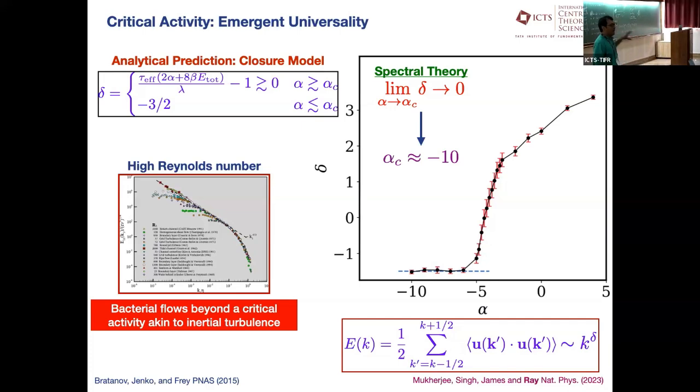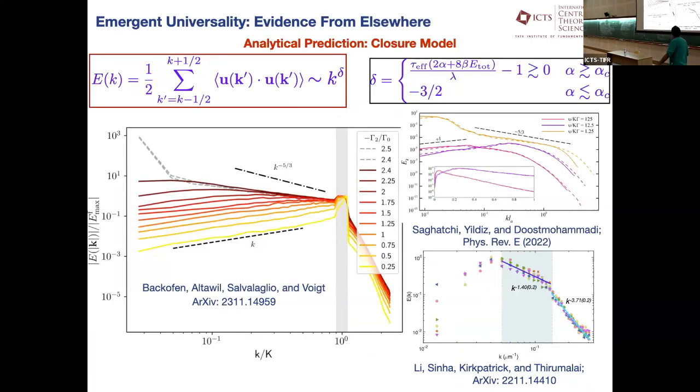So at this point, I'll show you further evidence from other people's groups. At this point, I should emphasize that I'm not completely sold on the -3/2 idea. What I want you to take back is that there is an emergence of a universal form, which was something that these systems seemed not to display.